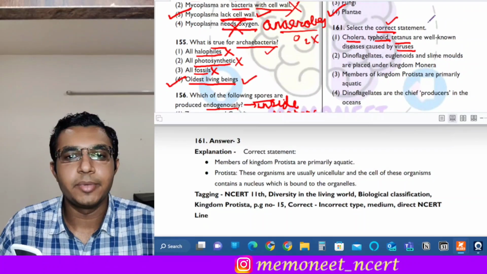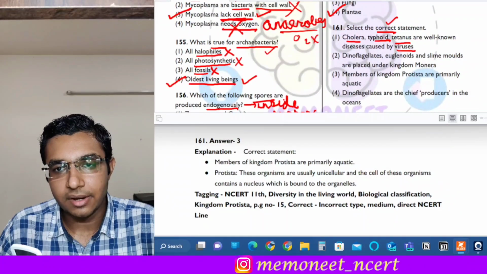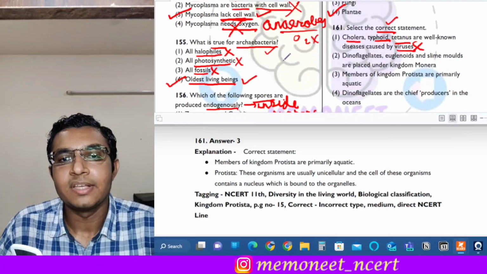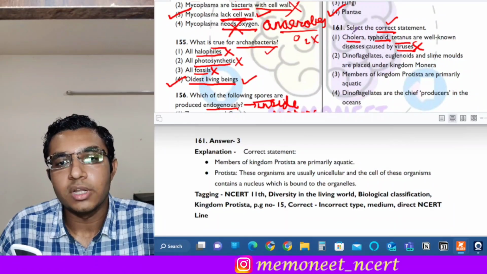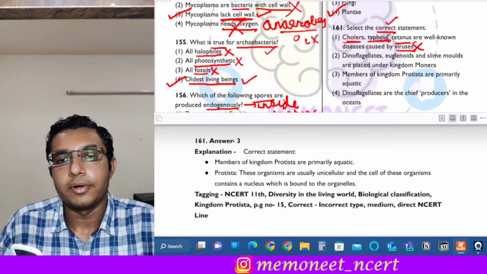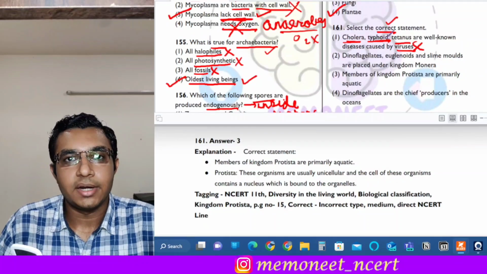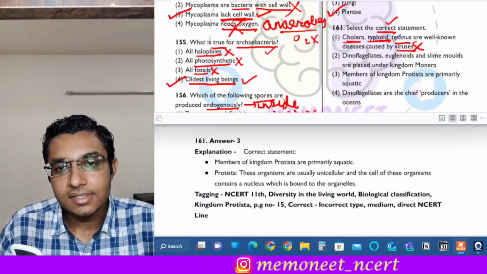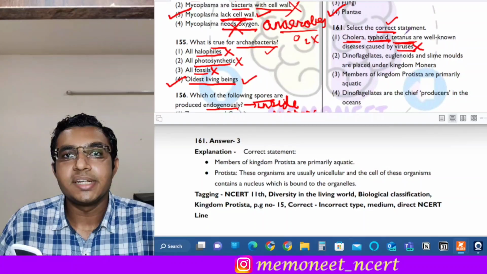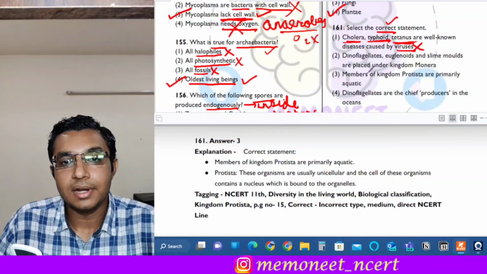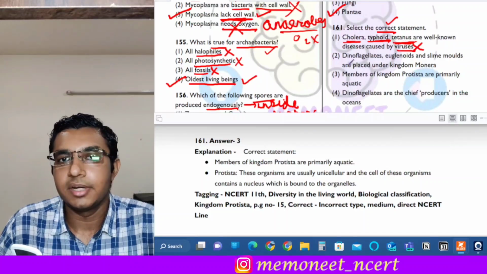So is this statement correct? No, this statement is incorrect. Why? Because these three diseases are caused by bacteria. Cholera, and after that, typhoid. Typhoid is caused by Salmonella typhi. Cholera is caused by Vibrio cholerae, and tetanus is caused by Clostridium tetani. So these three diseases are bacterial diseases. They are not caused by viruses. So this statement is incorrect.